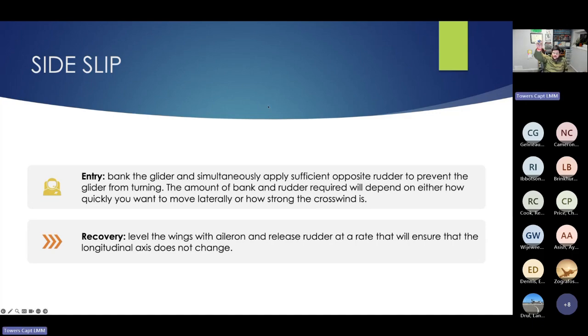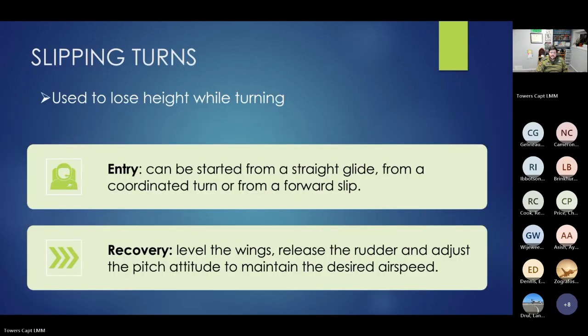So again, recovery, you just level the wings with your aileron and release the rudder at the rate that will ensure the longitudinal axis does not change. It's not really something that I can verbally explain exactly the rate to which to do it. It's just something you kind of pick up through muscle memory as you go through the training. It's fairly intuitive once you actually get doing it, and it's a lot of fun.